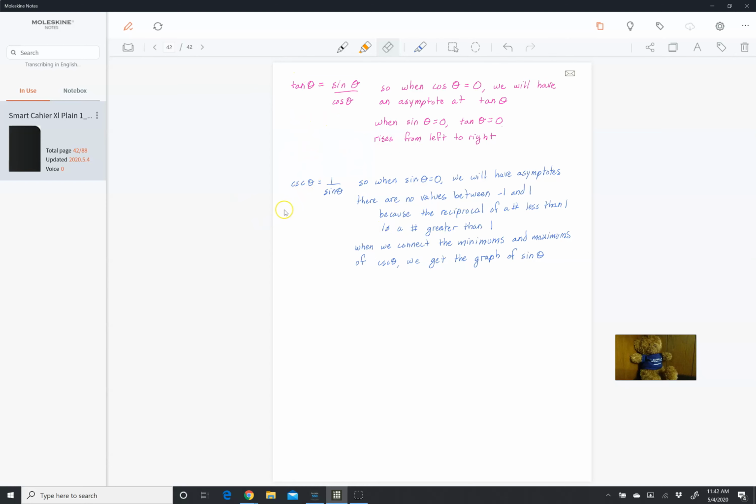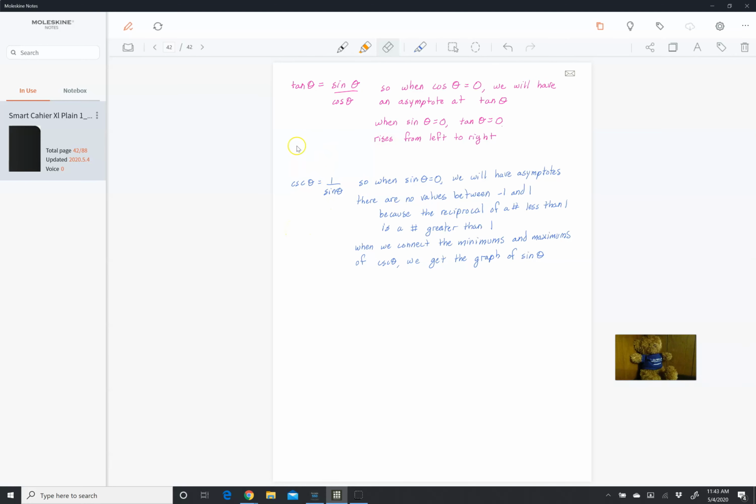So both tangent and cosecant have asymptotes, okay? But where are their asymptotes? The asymptotes of tangent are when cosine of theta equals 0. The asymptotes for cosecant are when the sine of theta equals 0. What's the other difference between these two? Tangent doesn't have minimums or maximums, but cosecant does, okay?